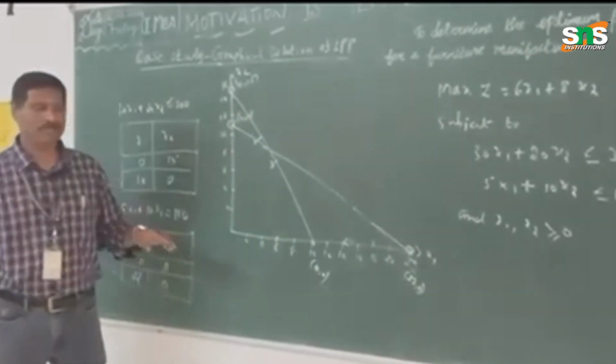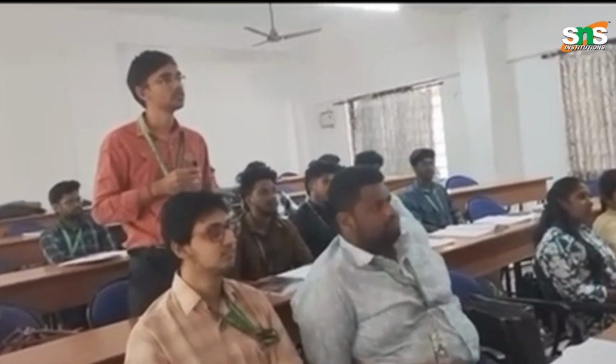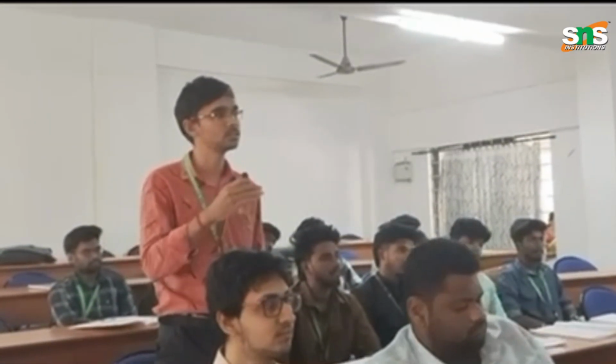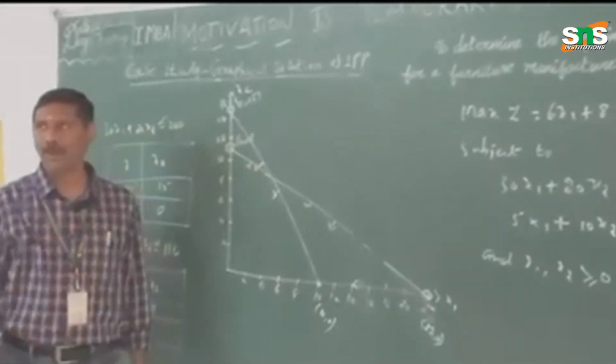What is the next step here? Suppose the inequality is considered less than or equal to, the feasible region lies towards the origin. Yes, it is towards the origin. So we indicate that by a below arrow line.